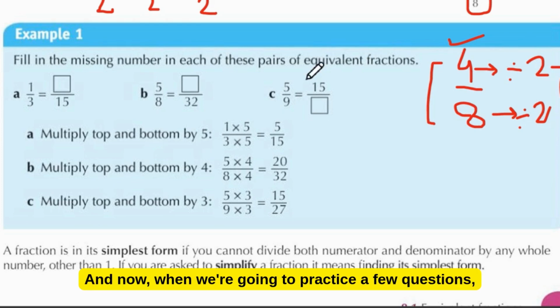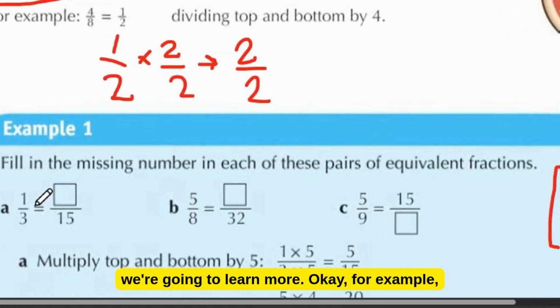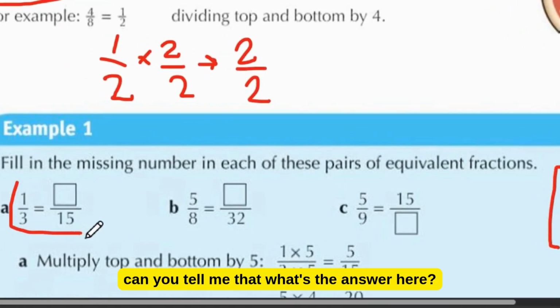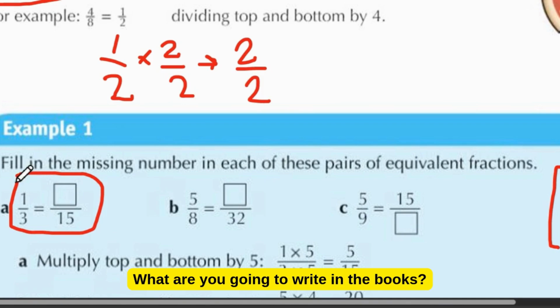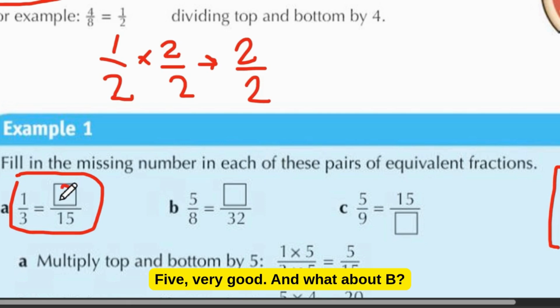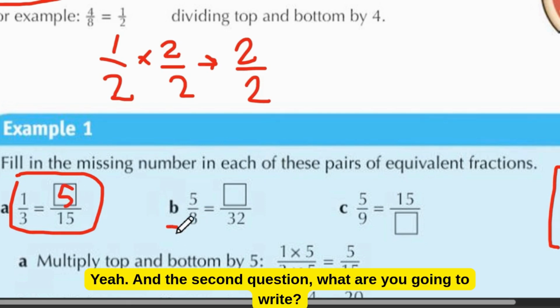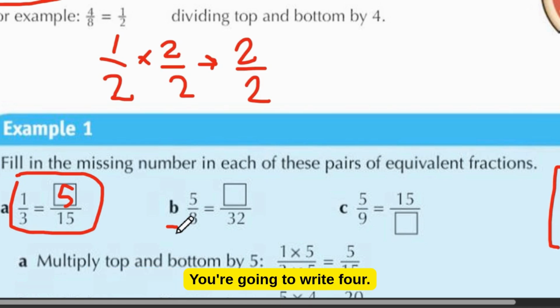Very good. And now when we practice a few questions, you're going to learn more. For example, can you tell me what's the answer here? What are you going to write in the box? You're going to write 5. Very good. And what about B? And the second question, what are you going to write? You're going to write 4. Why?